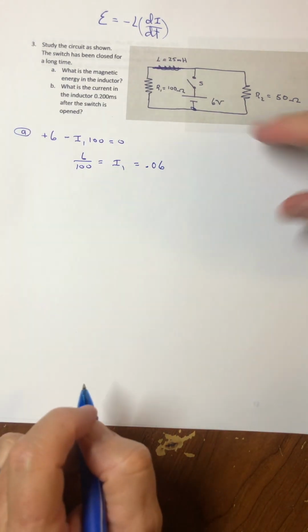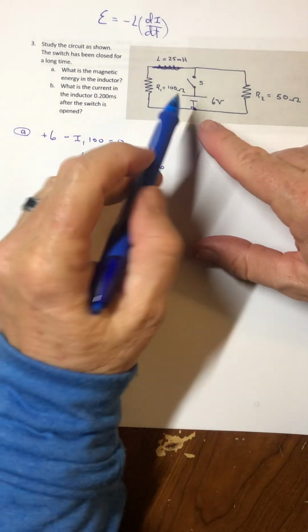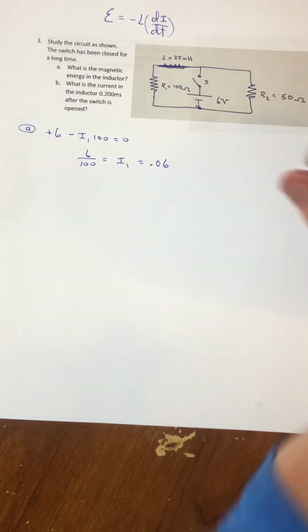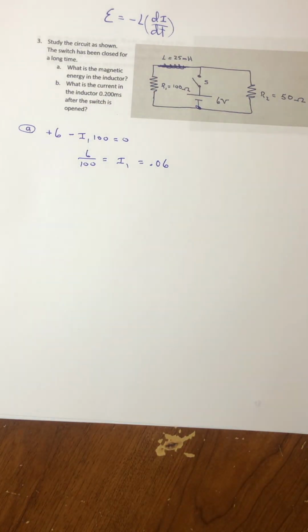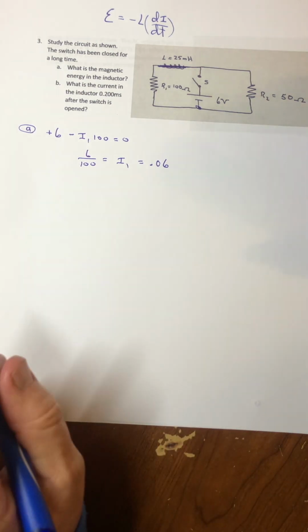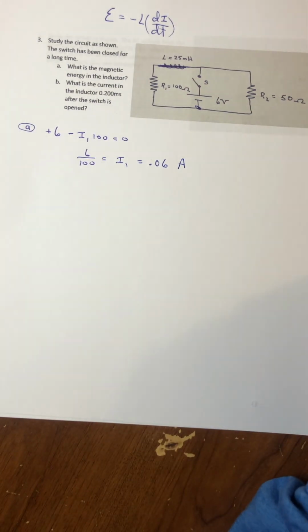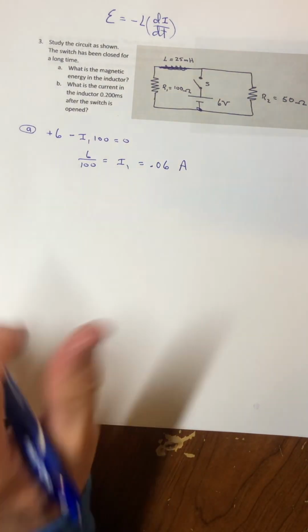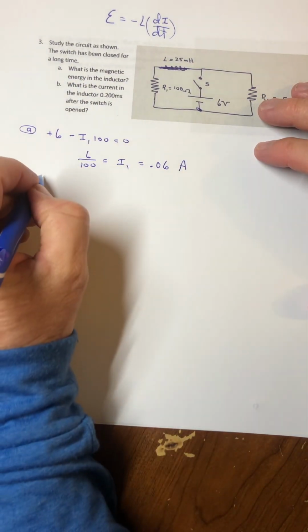And not a surprise. I mean, this would go all the way back to chapter 27. I just have a battery and a resistor, and it's just Ohm's law. And so at this point, the inductor isn't doing anything other than some current flowing through it. And so that's how many amps I have. Well, finally, the part that's relevant for this chapter 32 is that it asks for how much energy is stored.